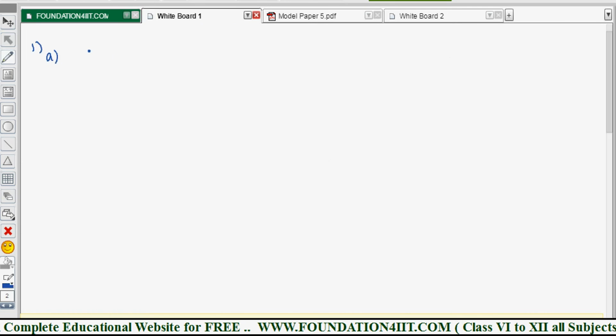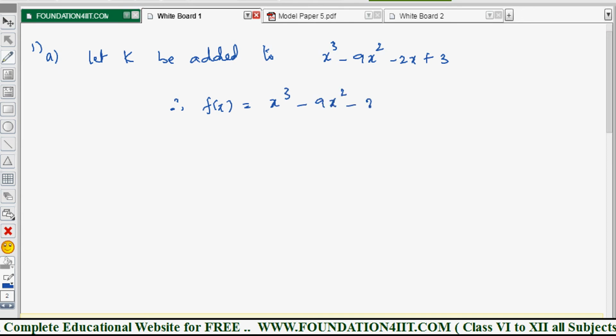So what number should be added? Let k be added to the given expression x cube minus 9x square minus 2x plus 3. Therefore let me take this as f of x. So f of x is equal to x cube minus 9x square minus 2x plus 3. And what number should be added? Then we should take that, plus k. Now this is the f of x: x cube minus 9x square minus 2x plus 3 plus k.